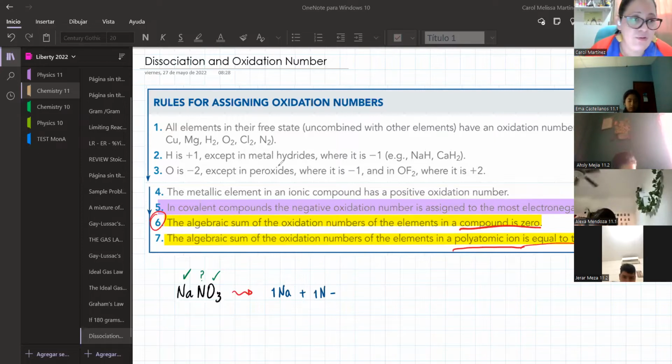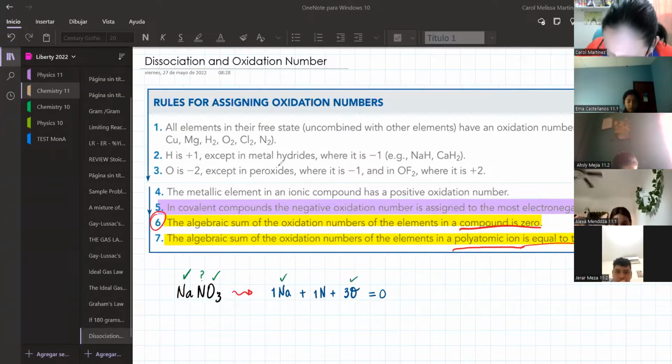And we have 3 oxygens. It's like when you calculate the molar masses, more or less. But instead of using masses, we're going to be using the charges. And we'll equalize this to 0. Now, I know sodium, I know oxygen, so I'm going to look for nitrogen.